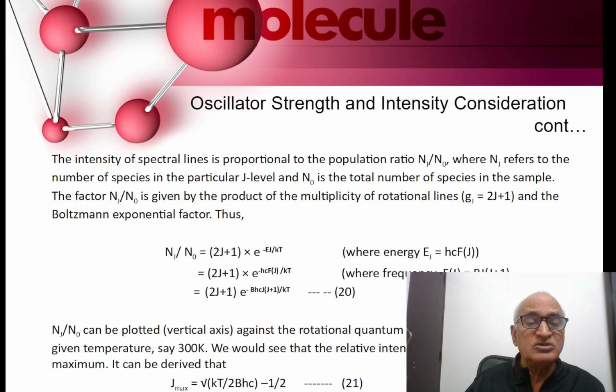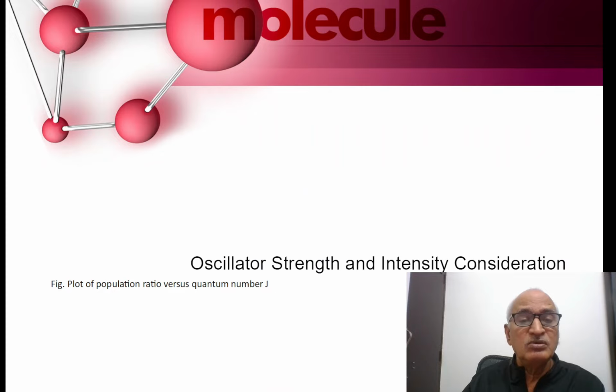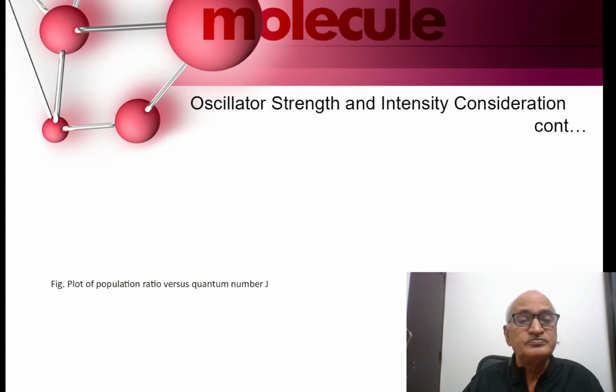k is the Boltzmann constant, T is absolute temperature, B is the rotational constant, h is the Planck constant, c is the speed of light. For a typical case, the rotational constant B was found to be 1.566 reciprocal centimeter at 27 degrees Celsius. If we substitute the values, we can calculate the J max value.